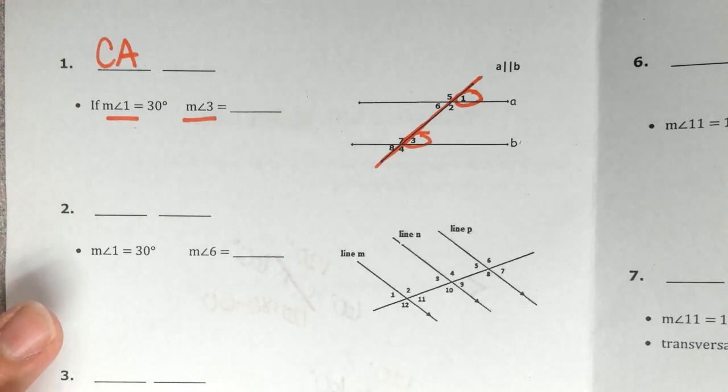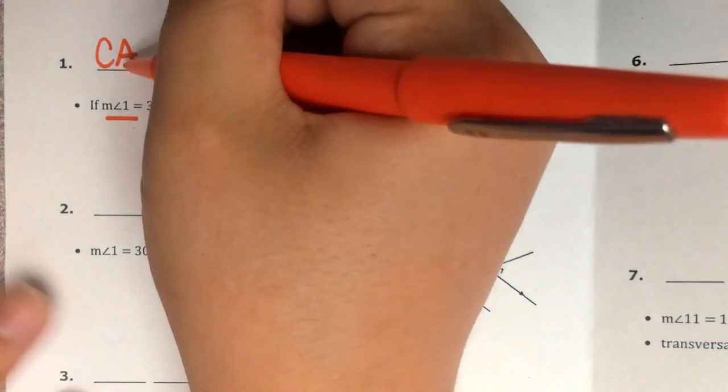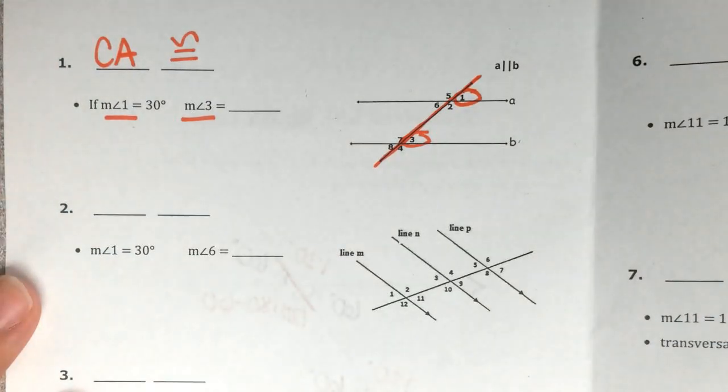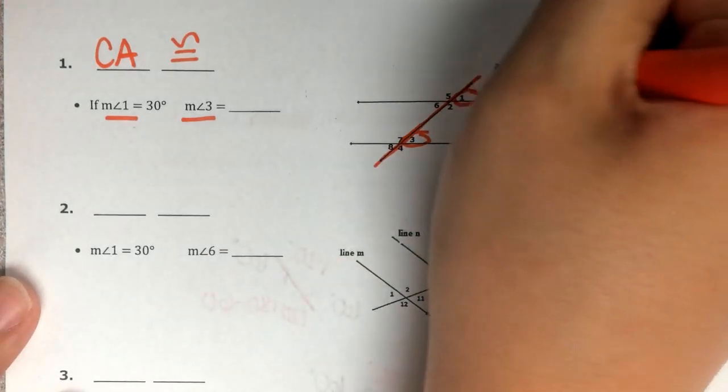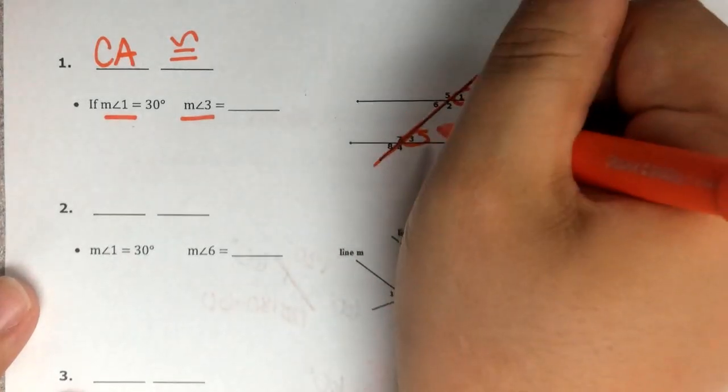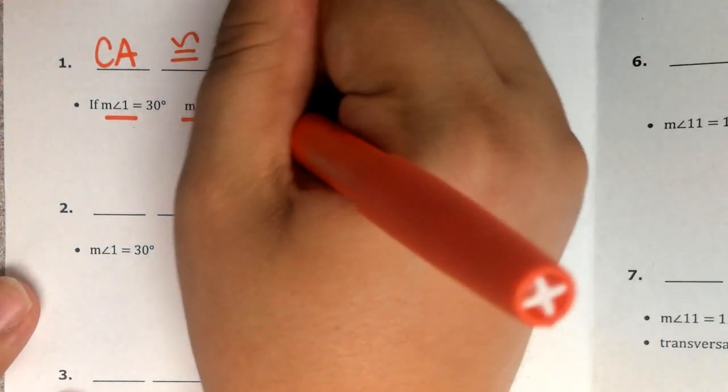If you need to, flip back to the front. Is CA congruent or supplementary? Does that start with an S? So if it does not start with an S, it's congruent. Well, what does that mean? If angle 1 is 30 degrees, what's angle 3? And that's your answer, and you're done.